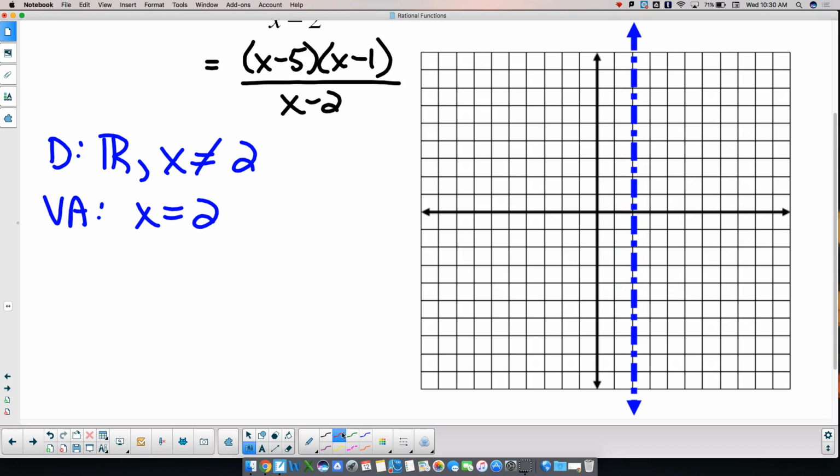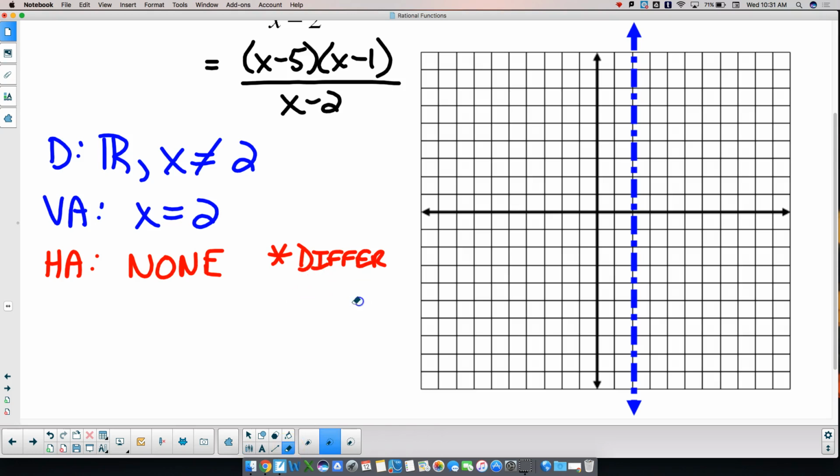Horizontally, my asymptote, I have a degree of 2 on the top. I have a degree of 1 on the bottom. That is a none case. However, we have a difference of 1. That should be a B. So that tells me I automatically have to do step 6. Okay?